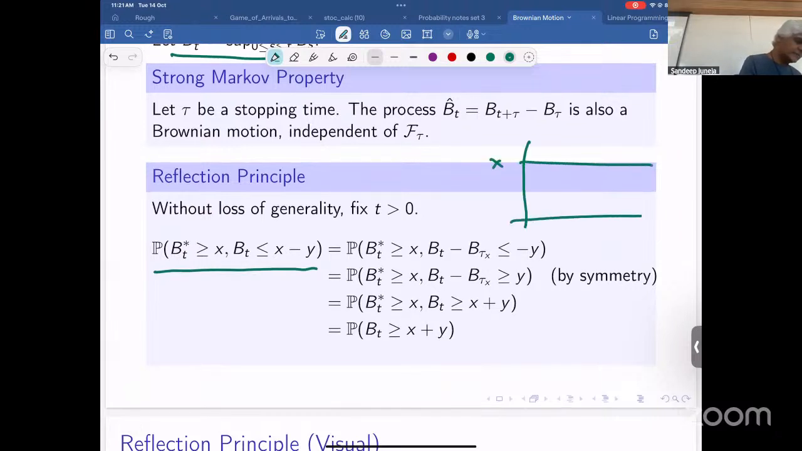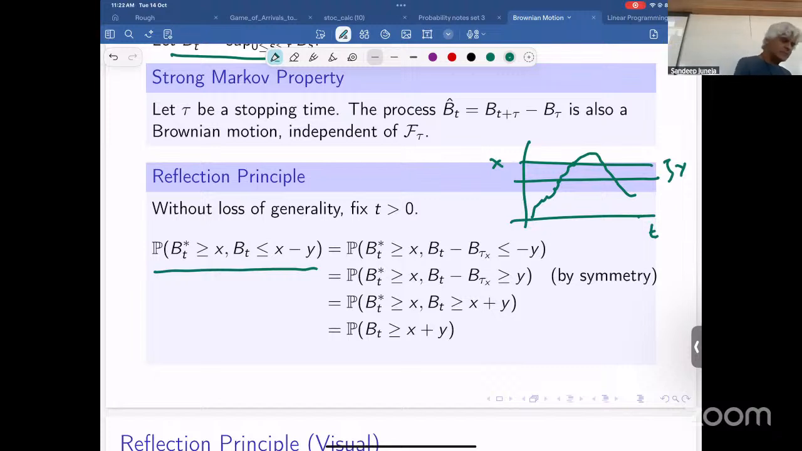Level x, this is time t. So we are saying, okay, this is your Brownian motion. It went here, and let's call this distance y. And the chance that it crossed this, but then it came down like this. We are collecting all such paths and asking what's the probability assigned to those paths.